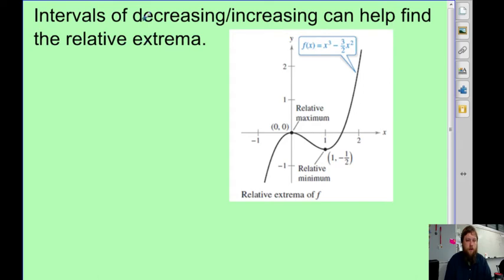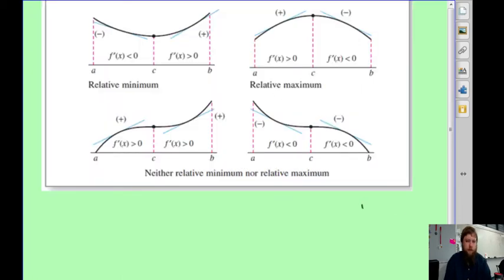What we can use intervals of increasing and decreasing for is to help us find these relative extrema. Notice that we had a relative maximum at x equals 0 and a minimum at x equals 1. So we can use the first derivative test to figure out what's a maximum or minimum without having to plug in a bunch of different numbers. And here's a chart that explains this.